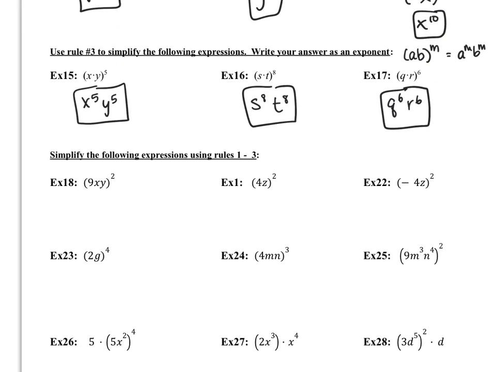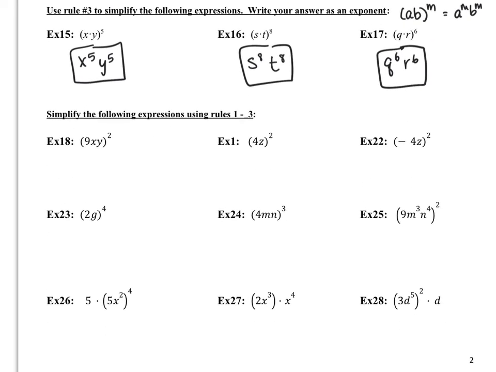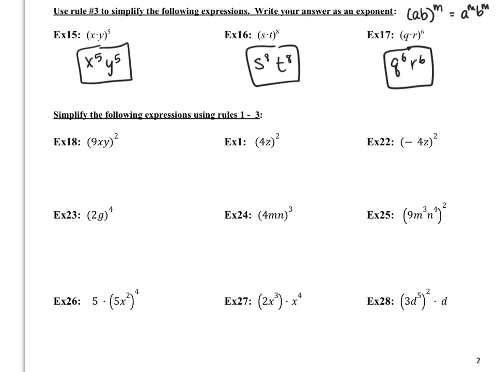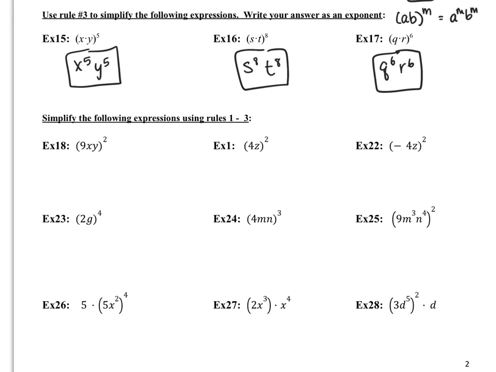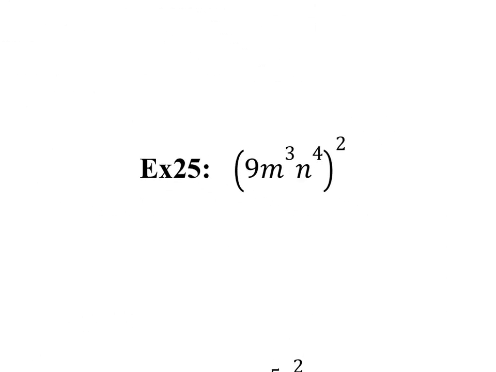So now we're going to simplify the following expressions using a combination of those rules. I'm going to start with example 25. So first thing I'm going to do on example 25 is identify the number of items inside the parentheses. So I see a 9, m to the 3rd, and an n. And then I've got this outermost exponent of 2. So the first thing that needs to happen is I need to apply this exponent of 2 to each of these items inside the parentheses.